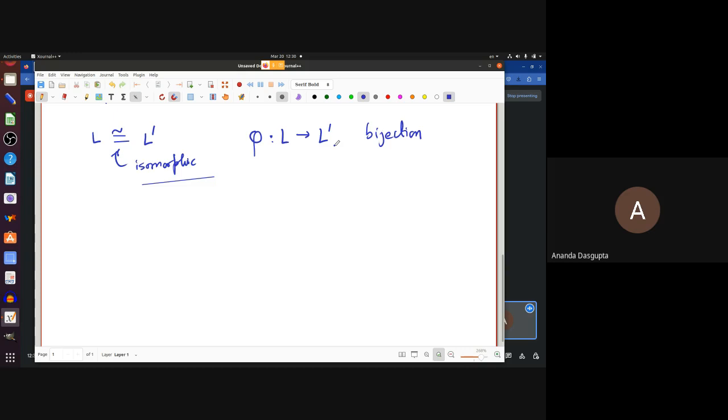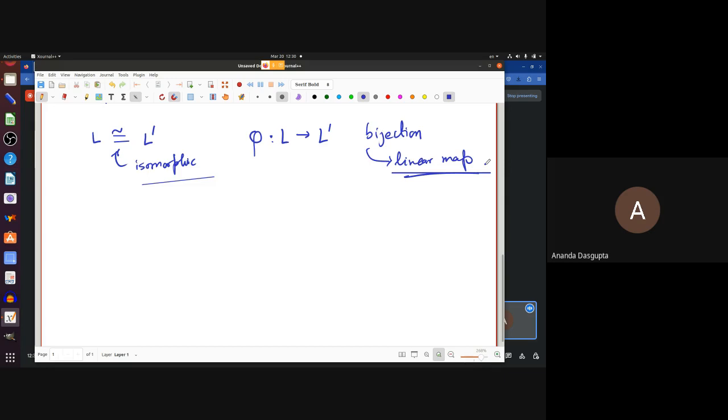And in the case of a Lie algebra, what is the basic structure? In fact, this bijection has to be a linear map because one of the basic structures that a Lie algebra has is that it's a vector space. So this map has to preserve the linear structure which the vector space has. So any isomorphism, any map phi, which is going to help us establish that L and L prime are isomorphic, must be a linear map.